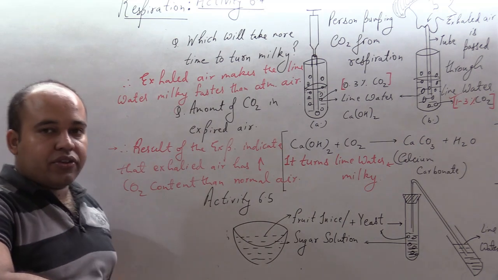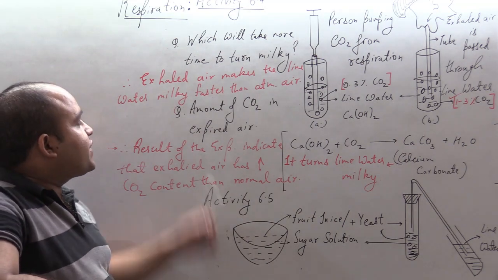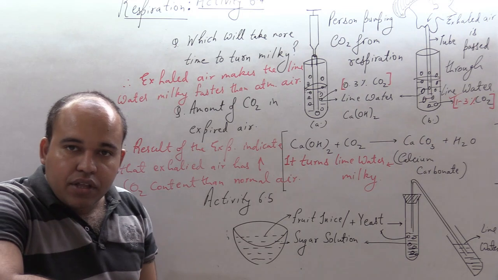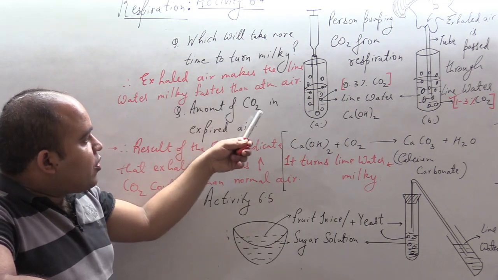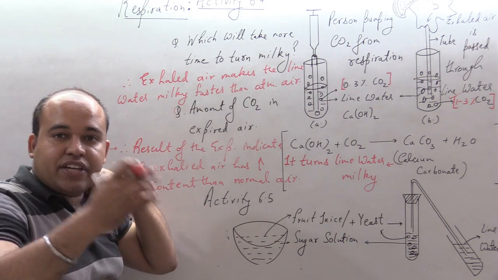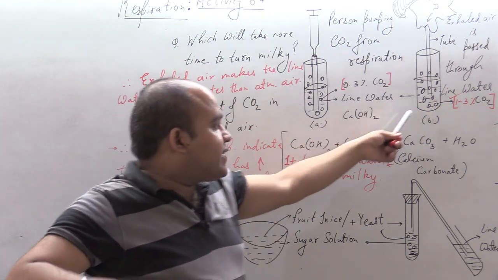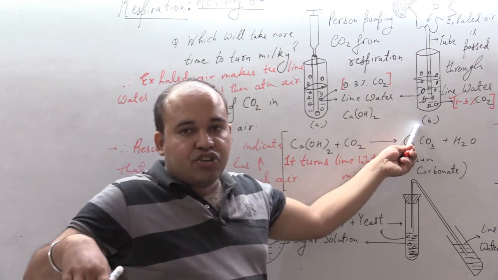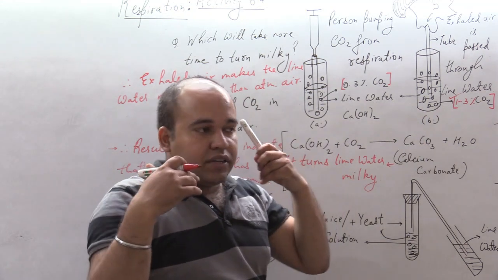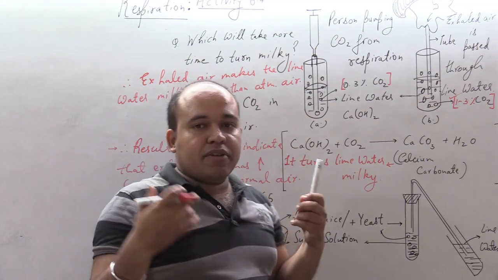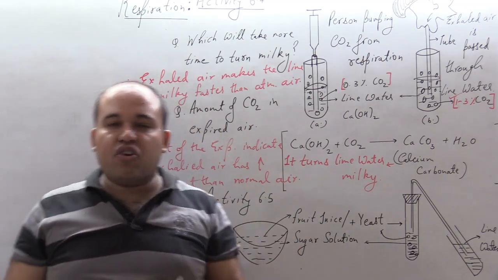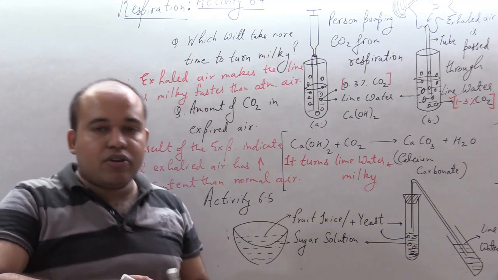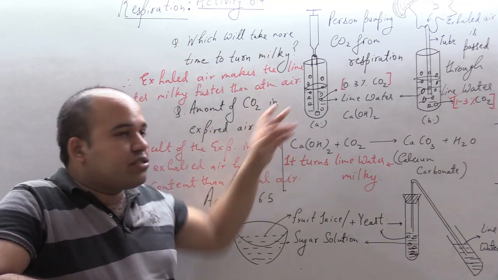Okay, this is what has been shown in activity number 6.4. This clearly shows that the amount of carbon dioxide is much higher in exhaled air. So the tube in which the exhaled air is being passed, that is tube B, will turn lime water milky much faster as compared to tube A, which will turn lime water milky only after a very long duration of time because of the low amount of carbon dioxide associated with air.